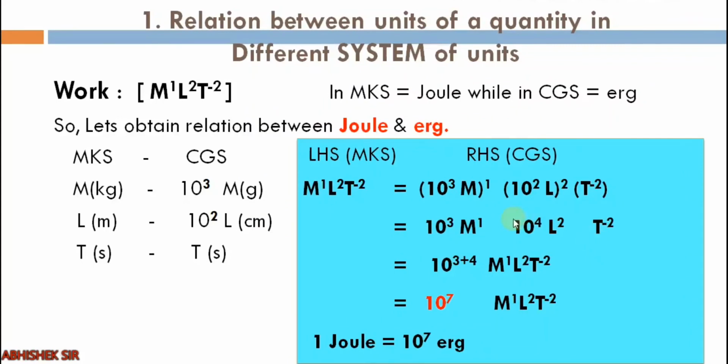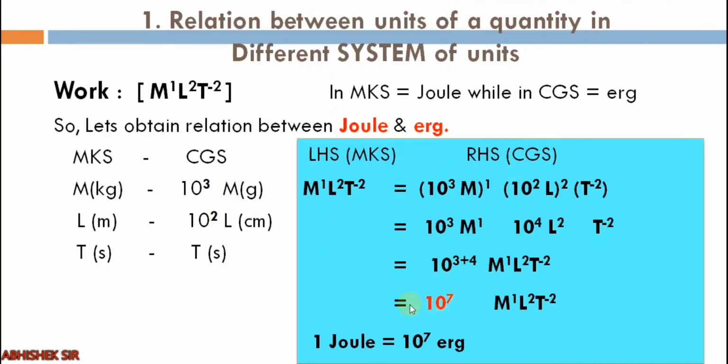Now what we do, let us combine all these 10 raised to and let us separate out M, L and T. So over here M1, L2 and T minus 2, and 10 raised to 3 and 4 will be added, which will give 10 raised to 7. Clear? So now M1 L2 T raised to minus 2 of MKS is equal to 10 raised to 7 M1 L2 T minus 2 of CGS.